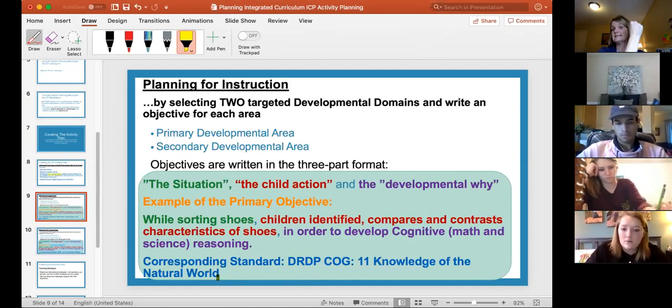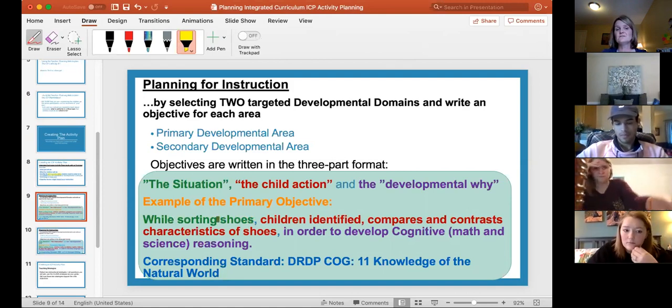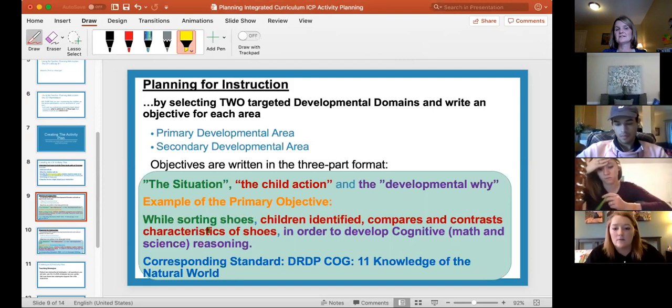So I literally type in my activity plan template, primary area, DRDP, COG 11, knowledge of the natural world, which is cognition and science, right? And then I'm going to write my 3-part objective. So I've got, while sorting shoes, children identify, compare, and contrast characteristics of shoes in order to develop cognitive reasoning. That's one way to say it.